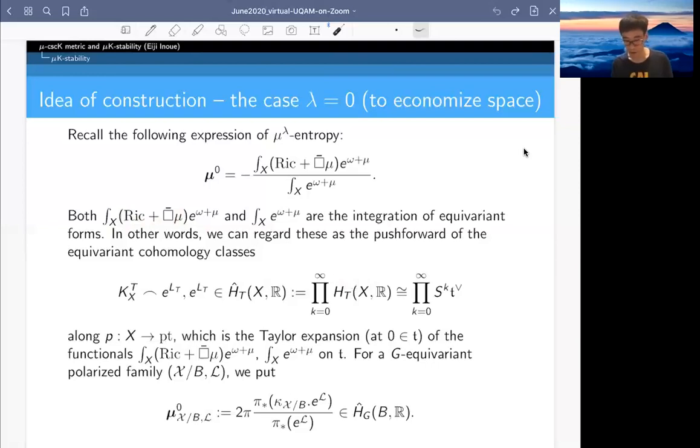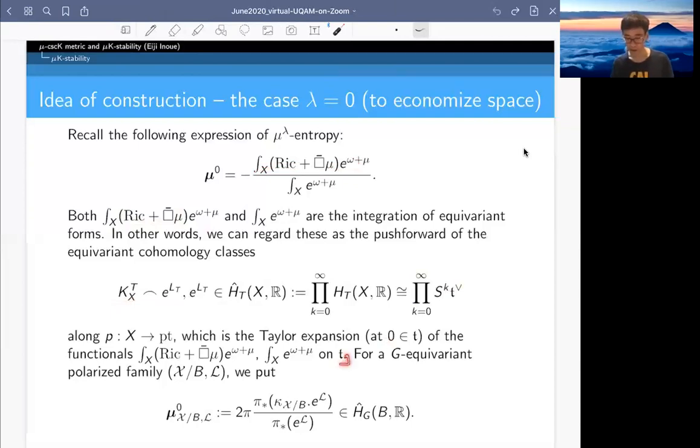And if we understand this integration like this, we get the push forward lives in the T equivariant cohomology of the point, H hat T of point with R coefficients. And we can identify the equivariant cohomology of the point with the formal power series over T. And the relation between this equivariant integration and the push forward is that this push forward gives the Taylor expansion of this functional.